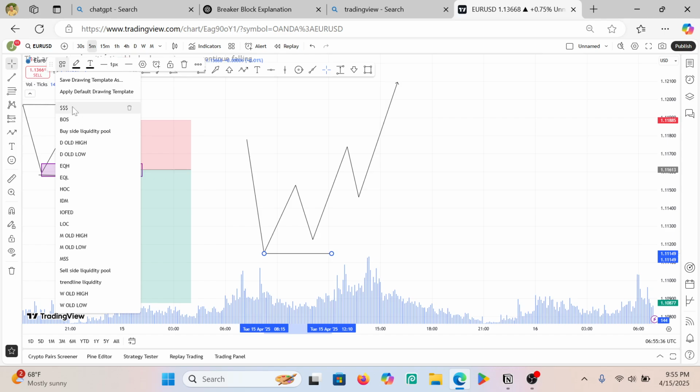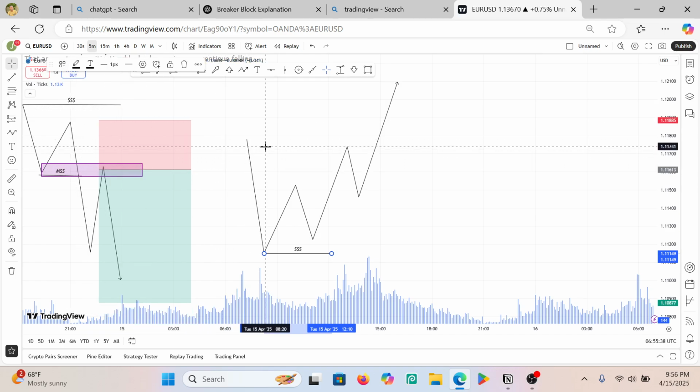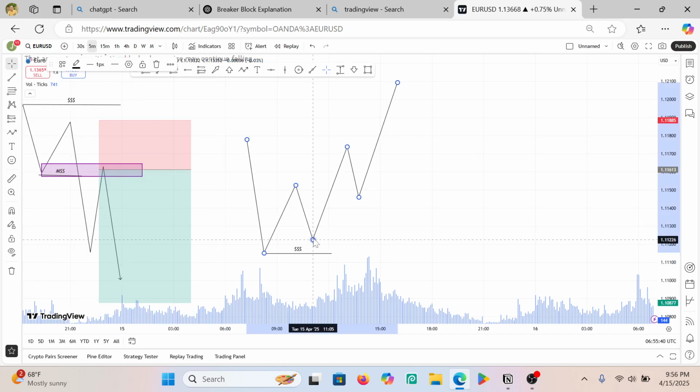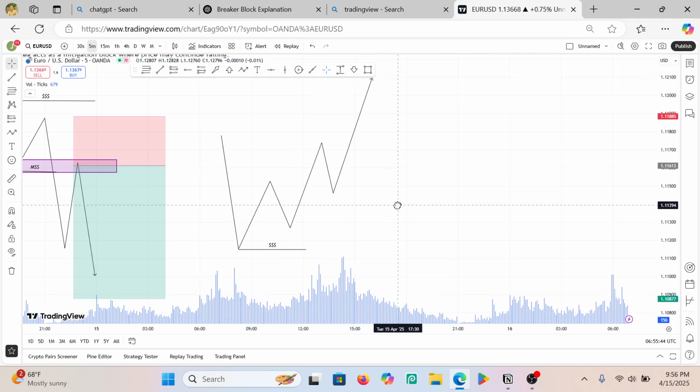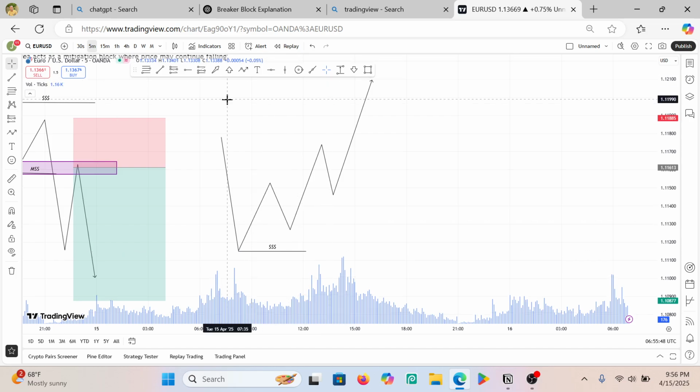I know you are confusing this with a breaker block. A breaker block has a sweep of liquidity below this. But this is a mitigation block. There's no sweep of liquidity below this low. So after breaking this, the market forms what's called a mitigation block, which is a bullish mitigation block.